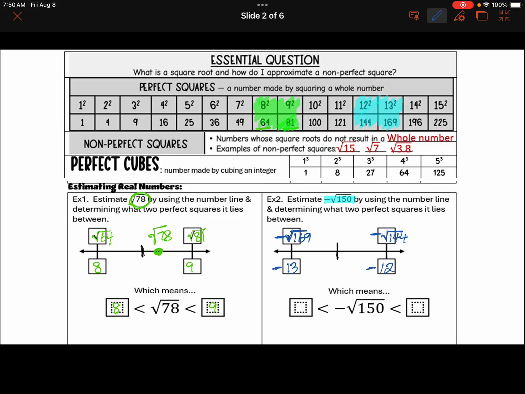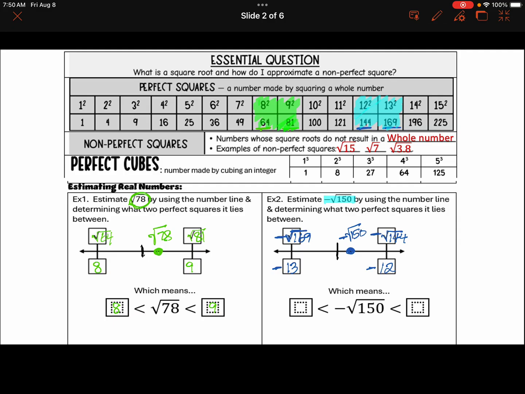And then I'm going to ask myself, 150, is it closer to 144 or 169? Definitely closer to 144. So I am going to put it over here on the side closer to 144, and I put in my negative square root of 150.